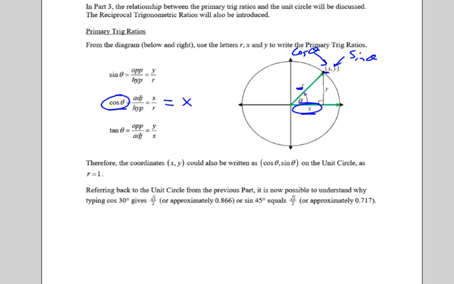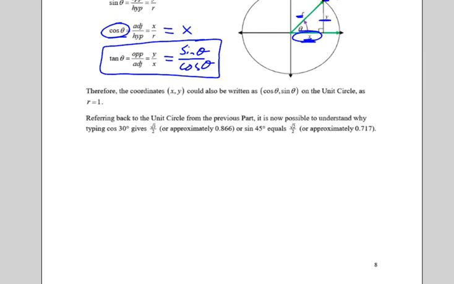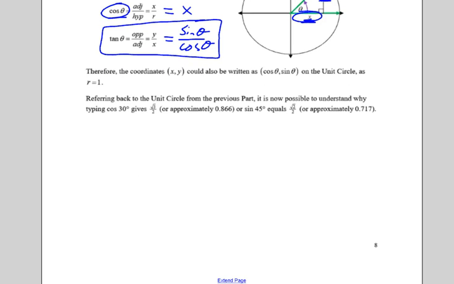All right, and then tan theta, opposite over adjacent, that's going to be our y over our x. Another way of saying that is sine theta over cos theta. We've kind of determined that for the first one. This is actually going to be an equation on your formula sheet. We won't really use it too much yet, though. So that's that.